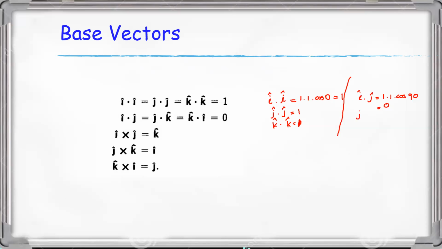Similarly, if we find j dot k, it is 0 because of cos 90, and k dot i must be equal to 0. i dot j is equal to 0, and similarly j dot i also is equal to 0, and here j dot k is equal to 0, and similarly k dot j is equal to 0, and k dot i is equal to 0, or i dot k also is equal to 0.